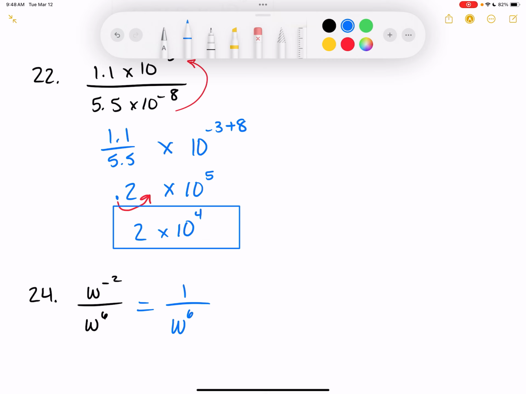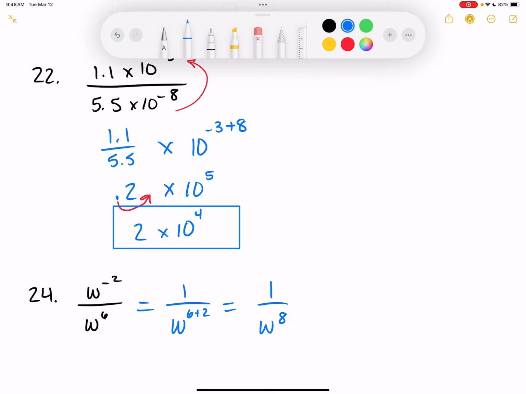And again, you don't have to write that step out, but I'm doing it just so you see what's happening right now. So this is going to be 1 over w to the 8th. And that would be your answer. How'd you come to move the exponent from the bottom? You can't have a negative. Okay.